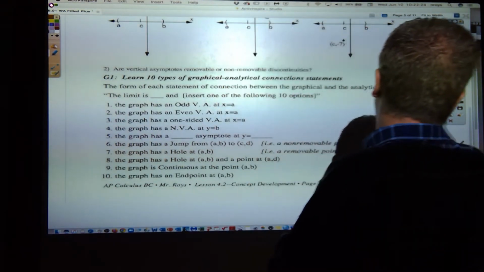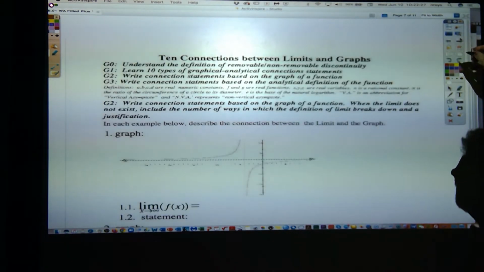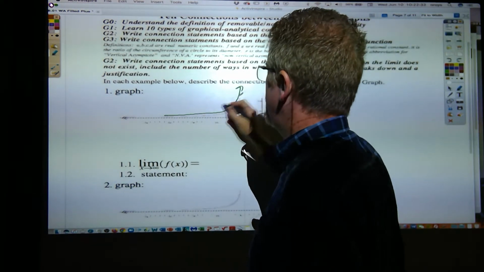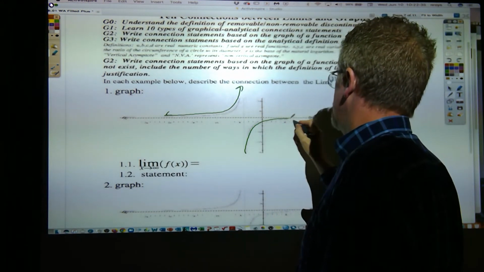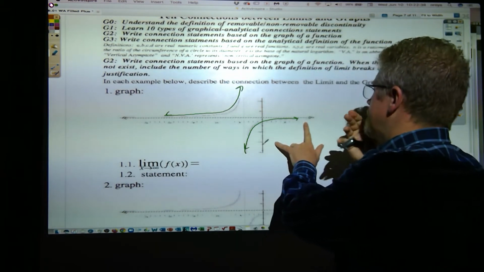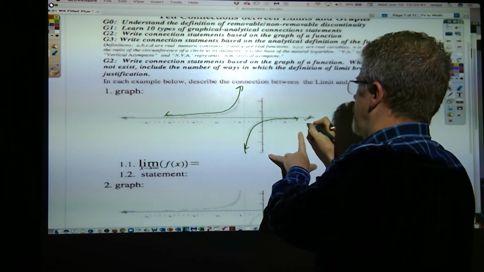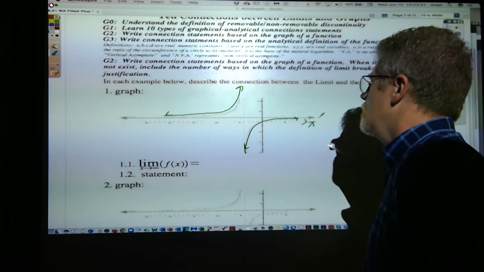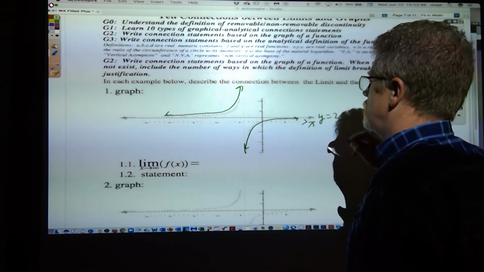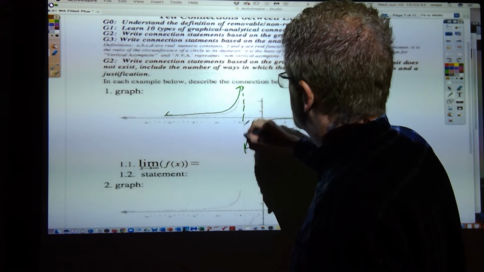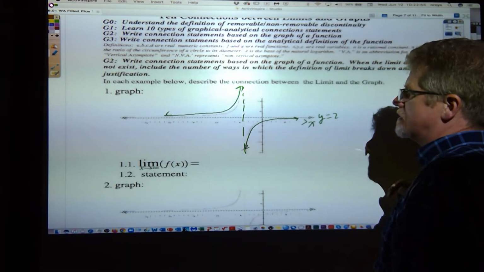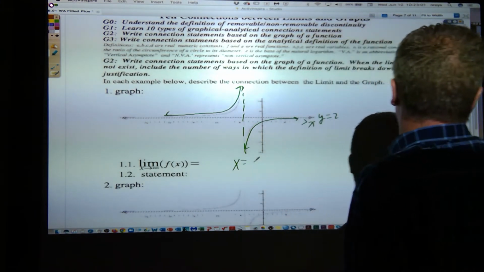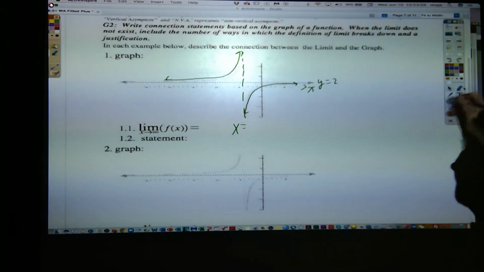Let's practice on the next page, which for you looks like this. You have a graph. I hope you can see it. It should look like there's a branch here and a branch there. I believe this is the x-axis, and this is the horizontal line, y equals 2. This is the horizontal asymptote at y equals 2. And I believe this is a vertical asymptote at x equals, I believe it's -4.